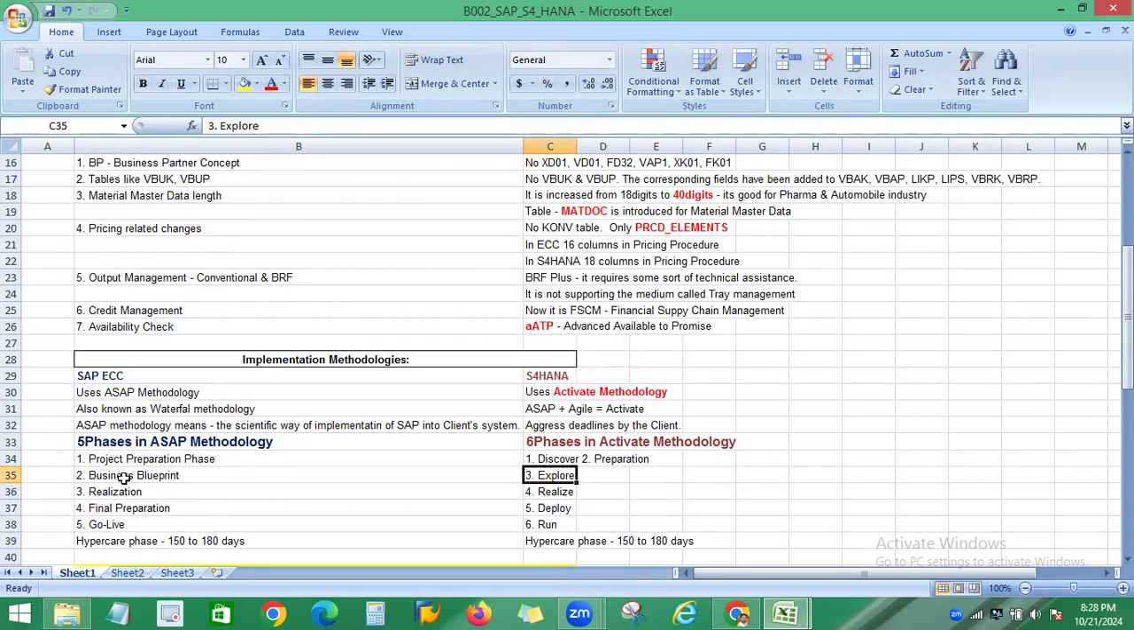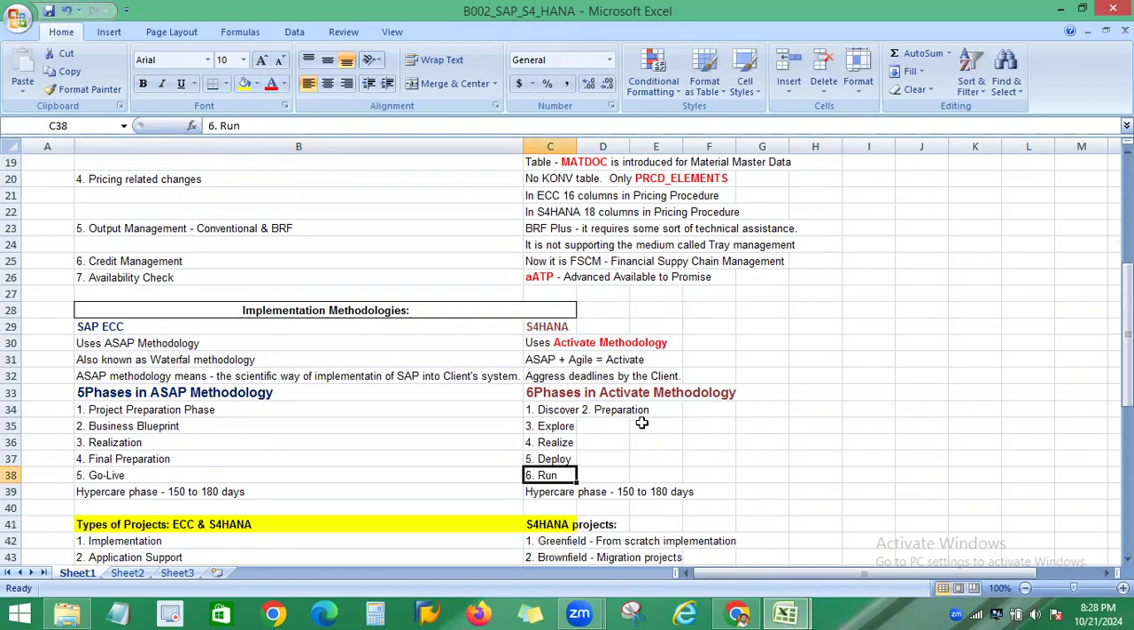Okay, the activities will remain the same, but we are changing the nomenclature. In the realization phase, it is equal to Realize. Final preparation is nothing but Deploy, and Go-live is nothing but Run. If anyone asks you what the phases in the Activate methodology are, your answer should be: there are 6 phases in the Activate methodology, that is Discover, Prepare, Explore, Realize, Deploy and Run.